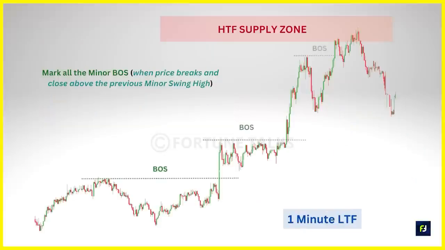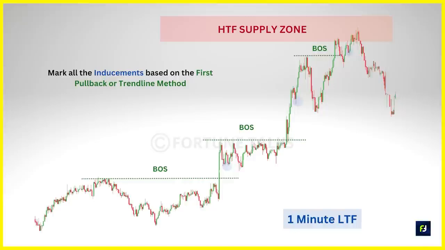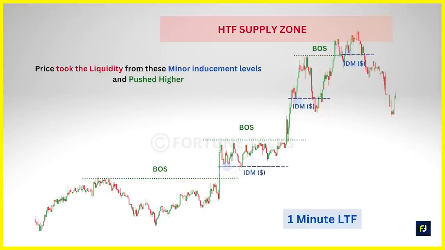Now let us mark the breaks of structure in the minor time frame. Once the breaks of structure are identified, let us find the proper inducements. We will try to mark the inducements as per the first pullback after the break of structure rule. Now since we have marked the bullish break of structure, we will have to spot the lows of the first pullback. Here I have marked all the lows of the pullback, and we can draw a line at these lows. These are our inducements. Now we can see how the price reacted at these inducement levels.